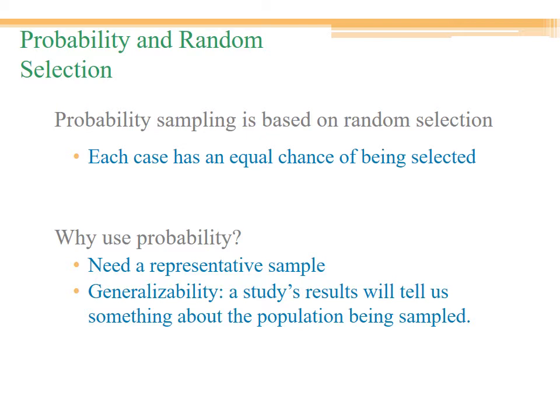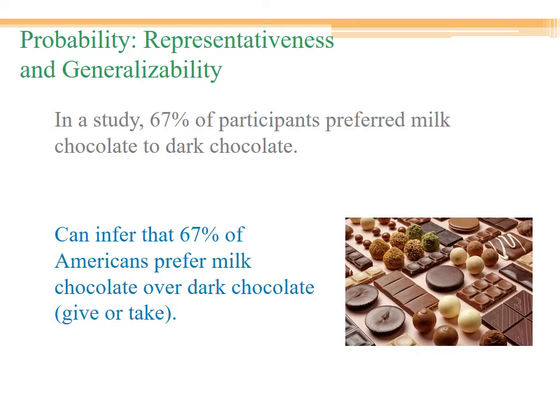Let's look at an example. A study asked a representative sample of the US population whether they preferred milk or dark chocolate. 67% preferred milk chocolate. Since this is a representative sample, we can infer that 67% of Americans in general prefer milk chocolate over dark chocolate.